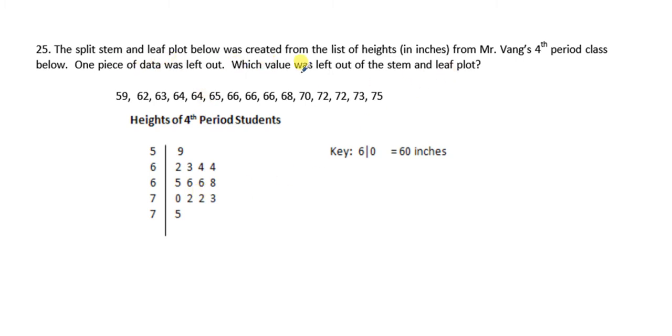Which value is left out? Well, we got 59, 62, 63, 2 64s, a 65, 1, 2, 3 66s. We only have 2 66s here. So one of these 66s was left out. That was a pretty easy one.